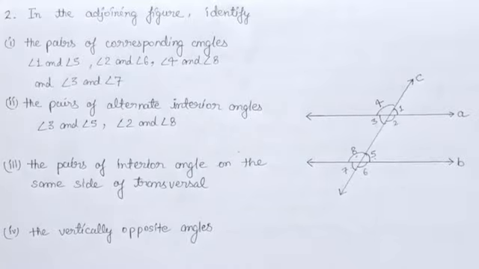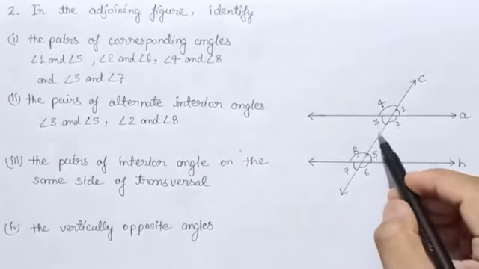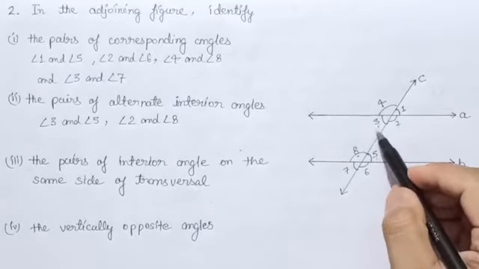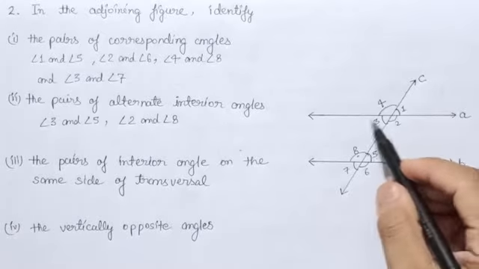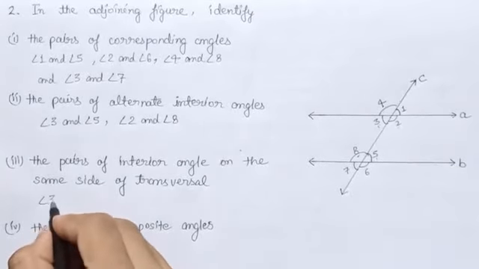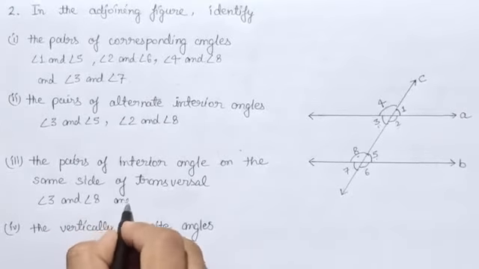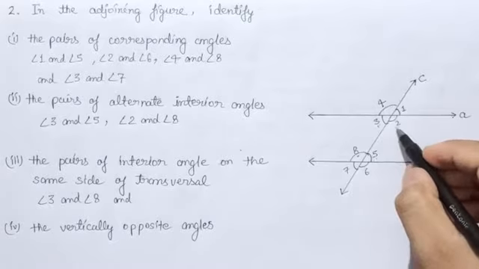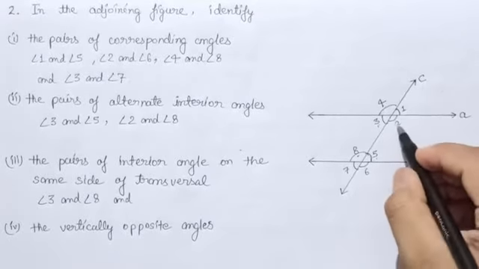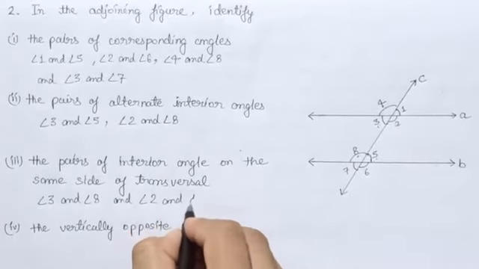Now we have to find the pairs of interior angles on the same side of the transversal. So here you can see angle 3 and angle 8 is one pair of interior angles which is lying on the same side, that is left of the transversal. And one more pair is angle 2 and angle 5 which are lying on the same side, that is right of the transversal.